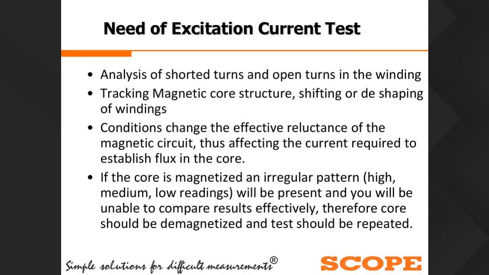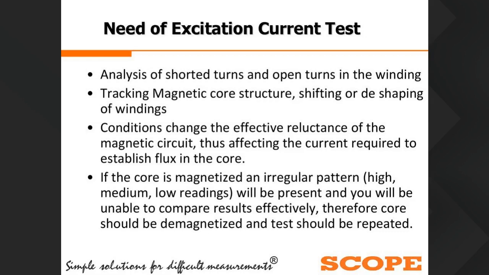So the next part is the need of the excitation current test. The next question arises: after the turns ratio, we are getting results, and we can compare with the base results, and we will get a reason, or we can check the healthiness of the winding. But what is the importance of the excitation current test? The excitation current test is also important to analyze shorted turns and open turns in the winding. That we can also find out with the help of the turns ratio test.